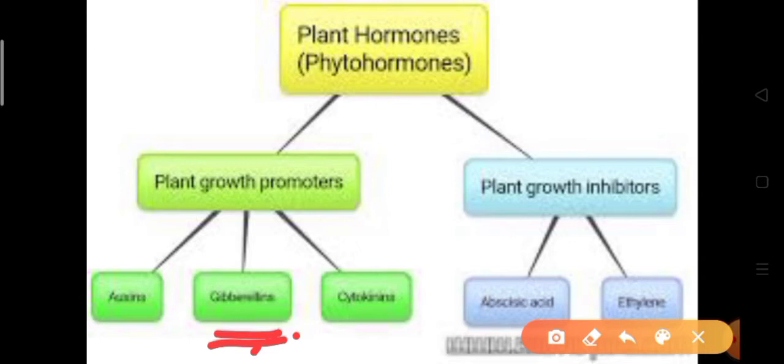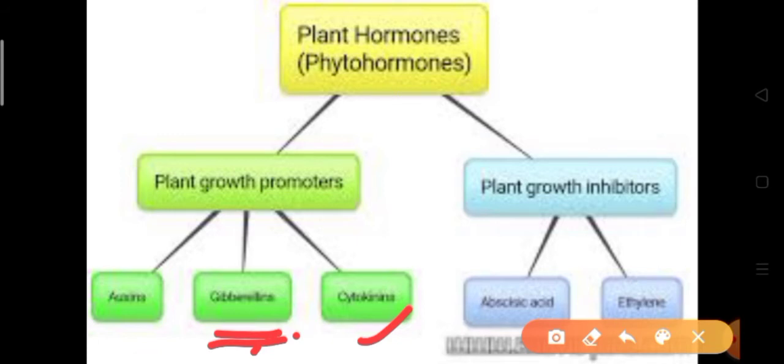Then next is your cytokinin. Cytokinin helps in promotion of cell division. What do you mean by cytokinin? Cyto means cell and kinesis means division. So they are produced in growing areas such as the meristem at the tip of the shoot, or wherever cell division is required. So that hormone helps in cell division.